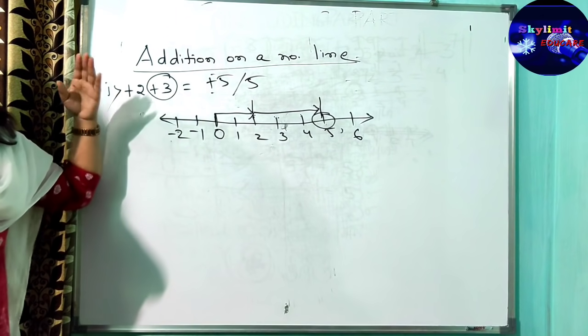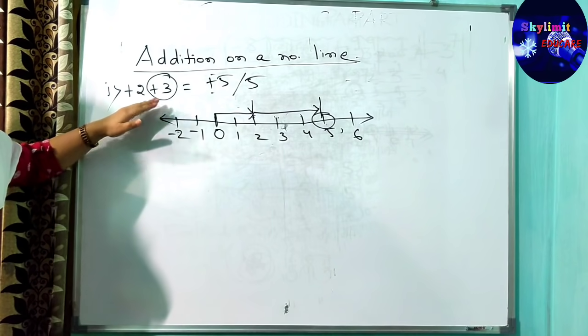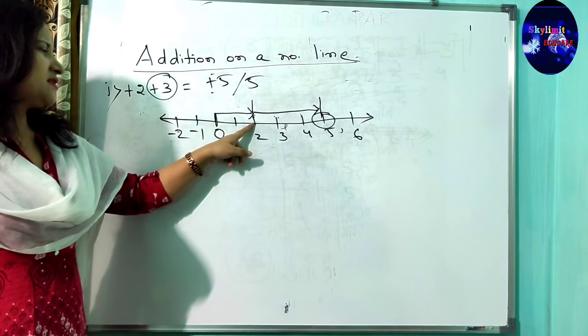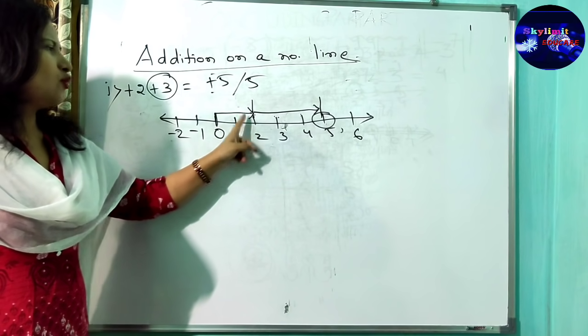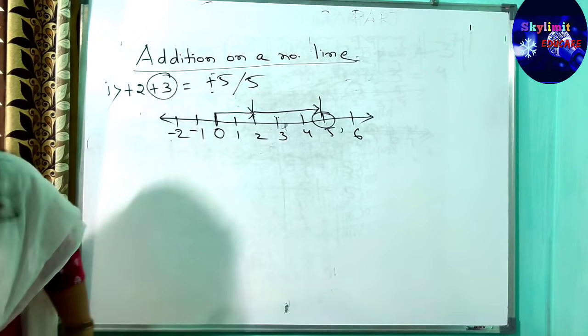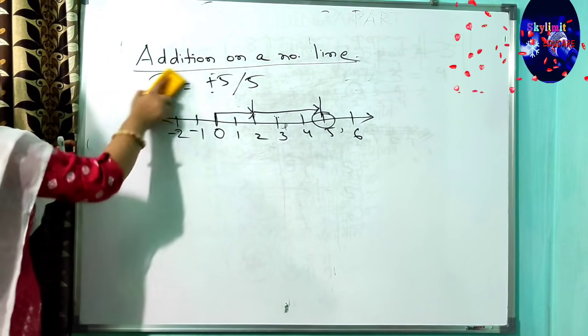Yes, it is as simple as that. The first number is positive, the next number also positive. How to add 2 positive numbers on a number line? From 0, go to the first positive number. Then from that positive number, go that many steps towards the right side. Okay? Next.